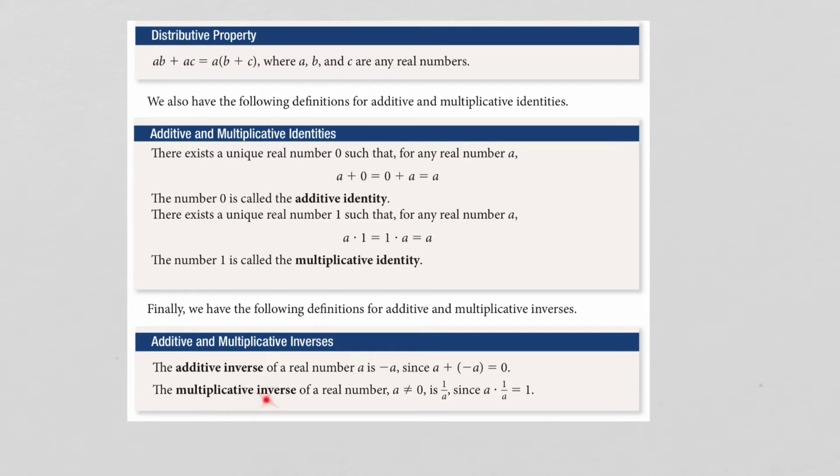The multiplicative inverse of a real number A, which is also called the reciprocal of A, is 1 over A, as long as A is not 0. And the reason for this is that A times 1 over A is equal to 1. So when you add the additive inverse to a number, you get the additive identity. And when you multiply the multiplicative inverse to a number, you get the multiplicative identity.